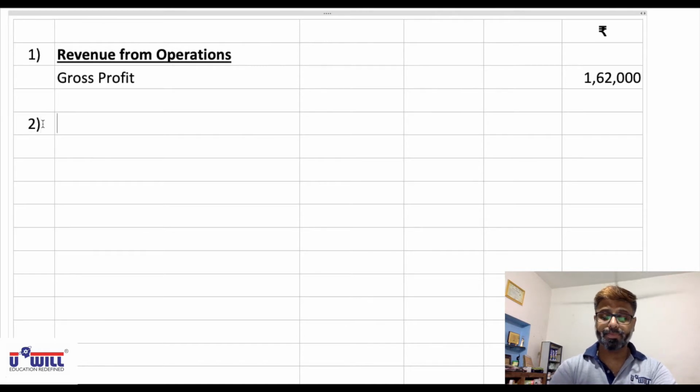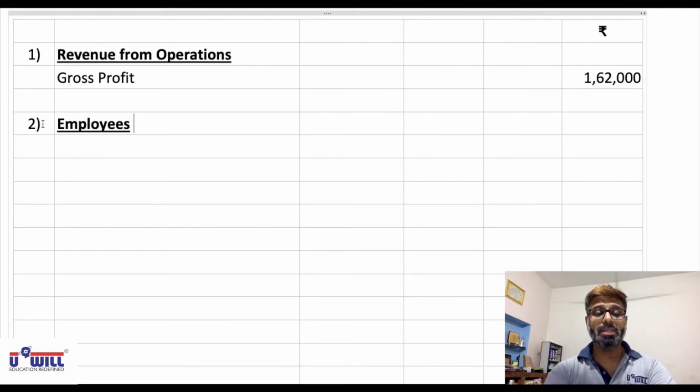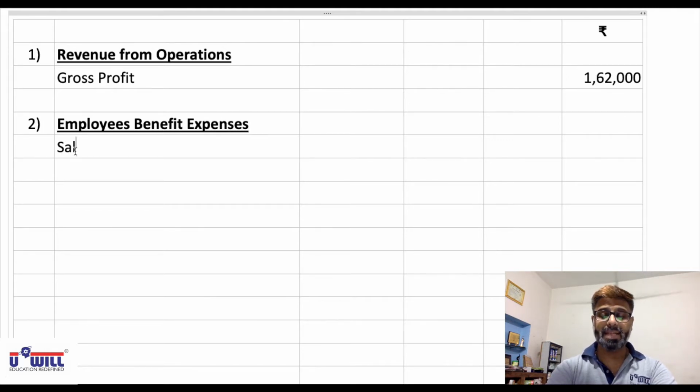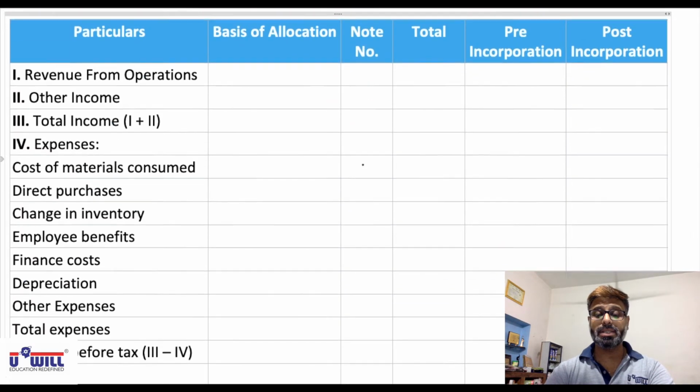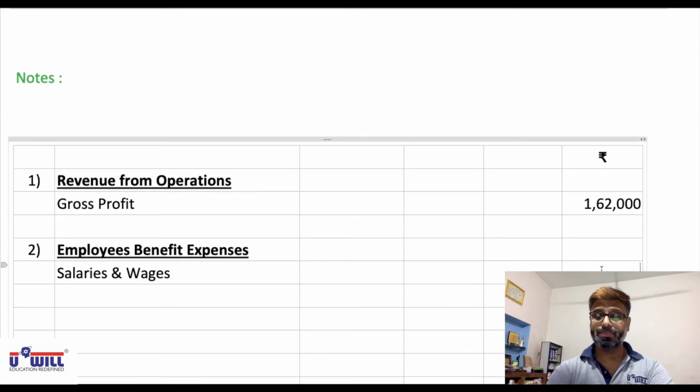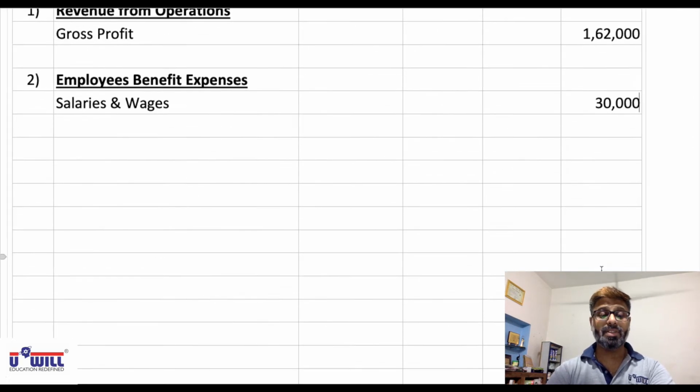Second note, we don't have other incomes. Then we don't have C, D, that is change in inventories, cost of materials consumed and direct purchases. Directly we have E, that is employee benefit expenses. In that we have salaries and wages. You all can see salaries and wages is 30,000. So directly in the last column, salaries and wages 30,000.